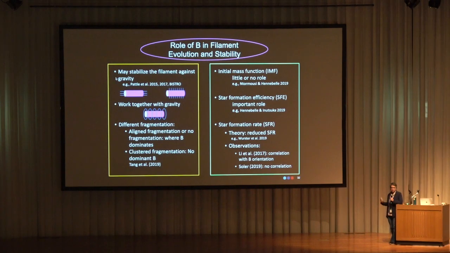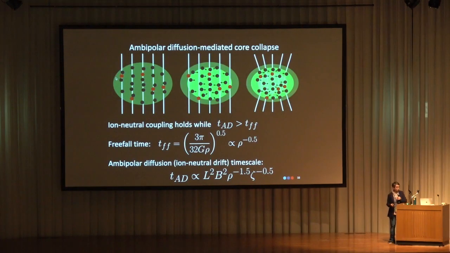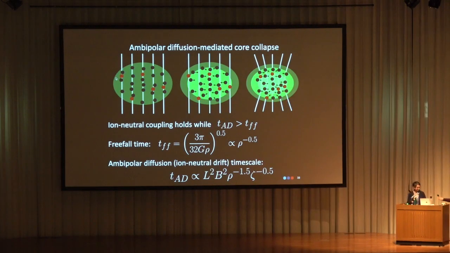For example, observations by Lee et al. 2017 showed that there is a relation between the orientation of the magnetic field and the star formation rate, and Soler 2019 actually showed that there is no real orientation dependence. Now, moving on to cores, Kate will talk about the magnetic fields of the cores.